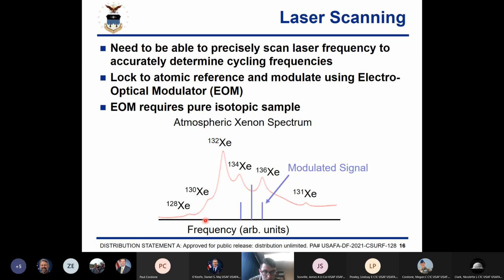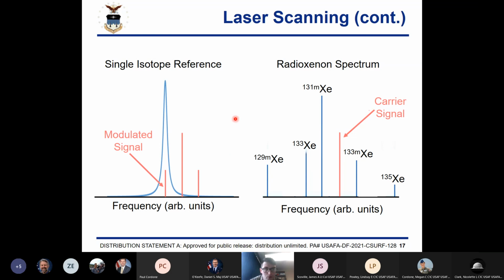The only problem is in a cell of atmospheric xenon, which is what we've used in previous experiments, you have multiple different peaks which can be locked to. So as you're scanning this other sideband, there's a chance that it could lock to another peak. In this case, Xenon 136, in which case your original lock will break and you'll jump locations in frequency space unexpectedly, which will ruin your data. So to work around that, we're just going to use a single isotope cell, which only contains Xenon 134.